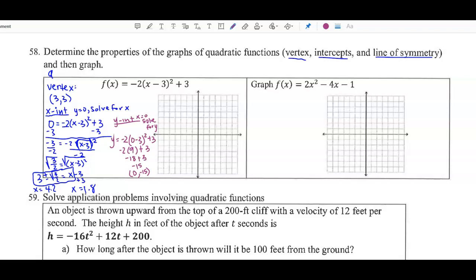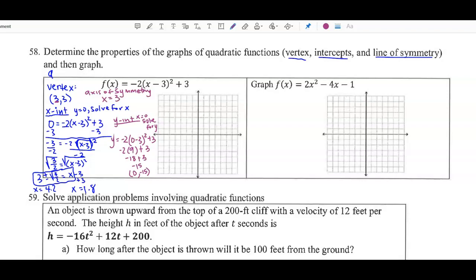Okay. And then when I'm looking for the line of symmetry or the axis of symmetry that we've talked about, remember that we're always looking at the x coordinate of the vertex, because it goes right through the vertex. So my axis of symmetry, or line of symmetry as they're calling it here, is just going to be the line x equals 3. So that's what we're looking at there.